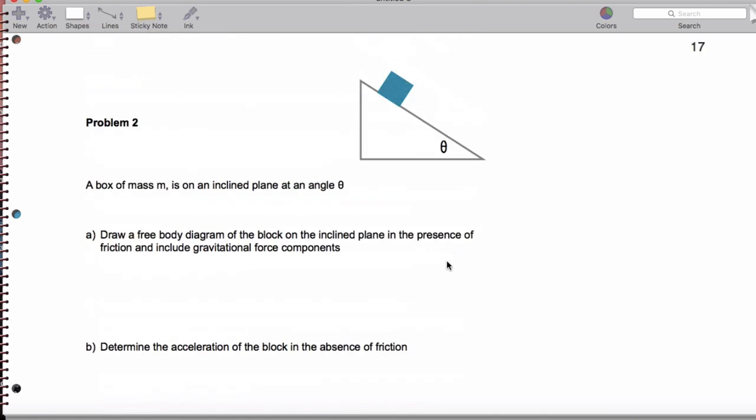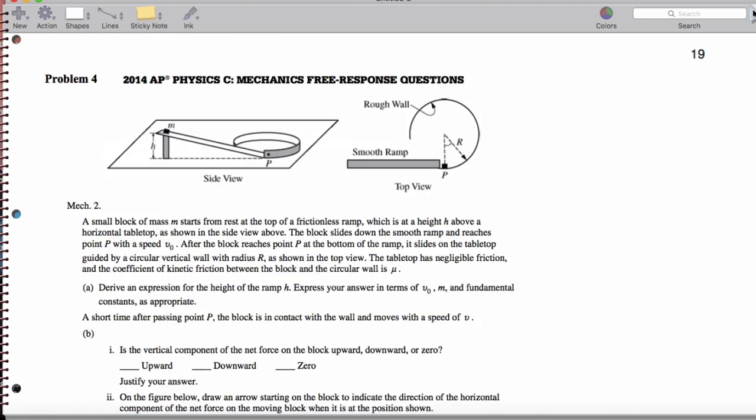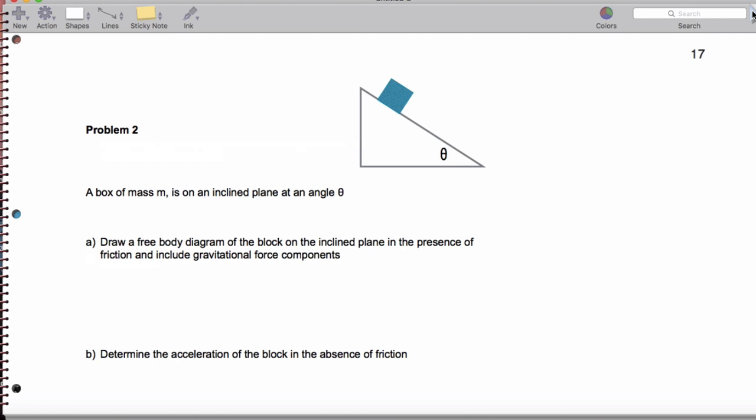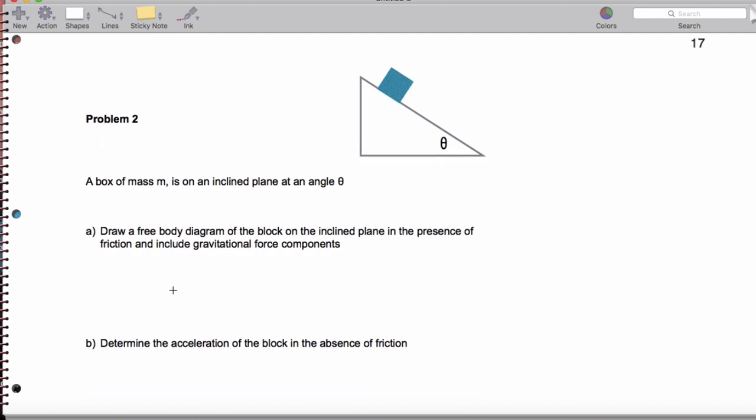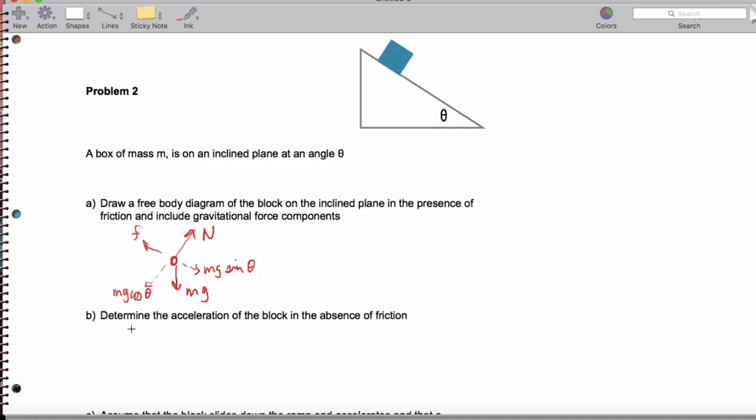I'm actually going to try to go through, I think all these would be good to go through in one go. So let's draw a free body diagram here. So we have the normal, we have the weight, and then we're going to have mg cos theta going this way, mg sine theta going that way, and a possible friction. Now, the acceleration of the block in the absence of friction, you have mg sine theta equals ma. The m's cancel, so a equals g sine theta.